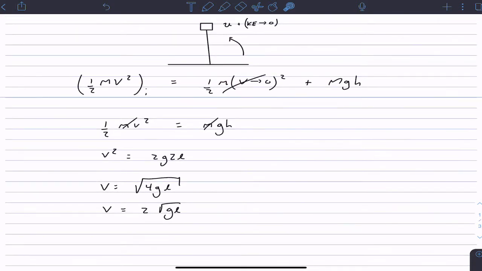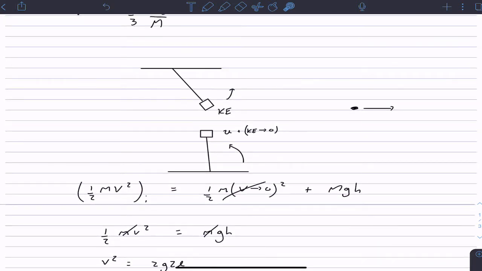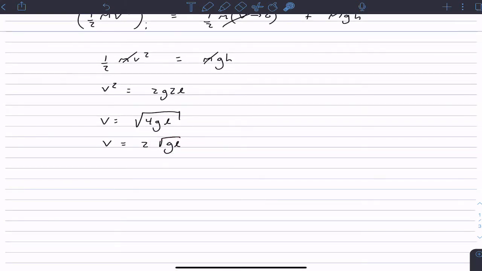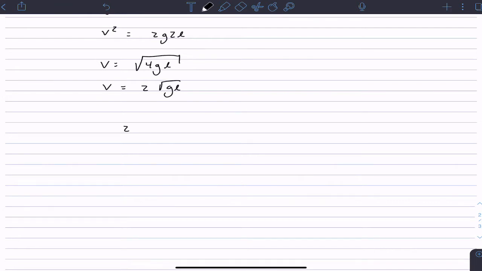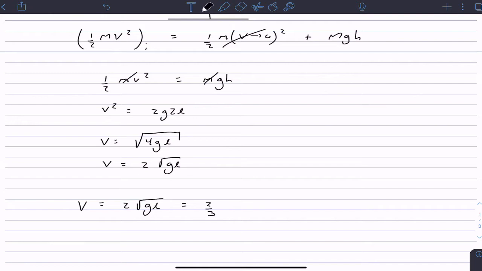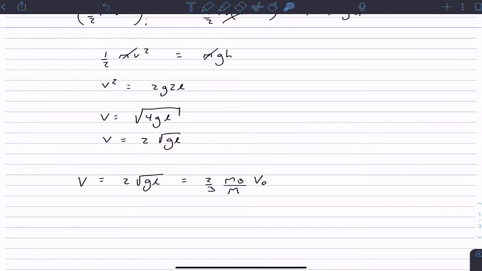So now we have two expressions for the same velocity. We have this expression for the velocity of the pendulum, and we have this other expression for the velocity of the pendulum. Let's set them equal to each other and see what we can find out. So let's say v is equal to 2 times the square root of gL is equal to 2/3 mass of the block over mass of the pendulum times V naught. Now what is it we're being asked? We want to know an expression for V naught, the initial speed of the bullet, in terms of things that we can understand.